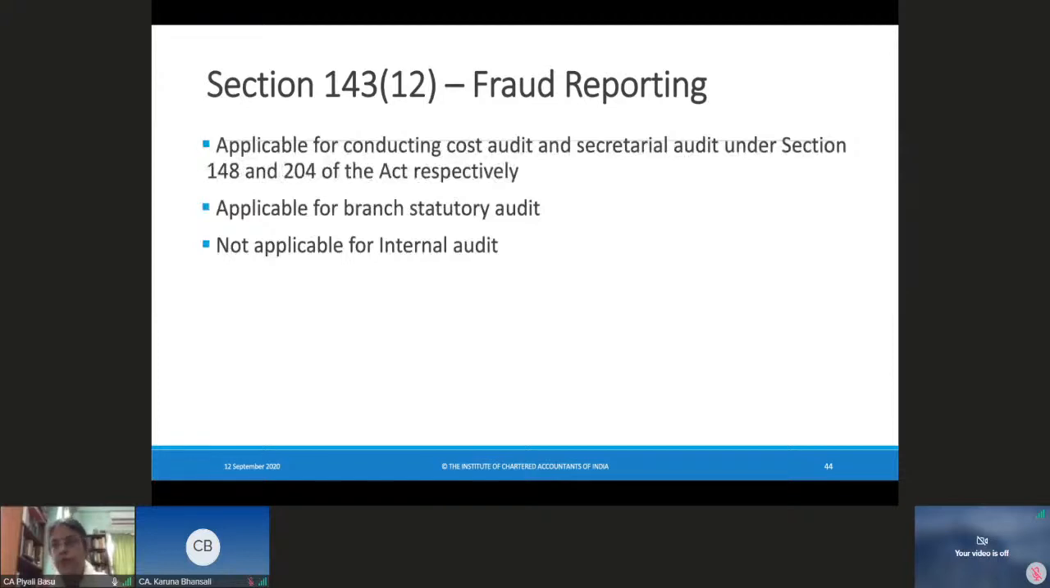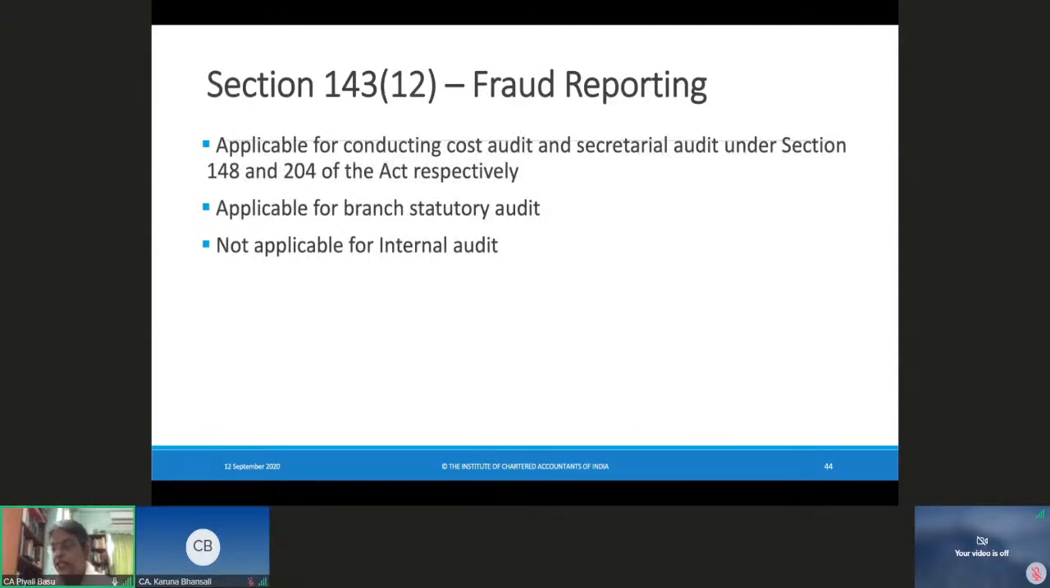So internal audit also, it doesn't apply, as I told you. Okay. Branch audit, it is extended to the branch audit. And please remember, again a reiteration, that it includes only the fraud by officers or employees of the company and doesn't include fraud by third parties, such as vendors and customers. Okay. So it is only by the employees of the company, against the company, and not by the vendors or customers who have perpetrated any fraud, if any.